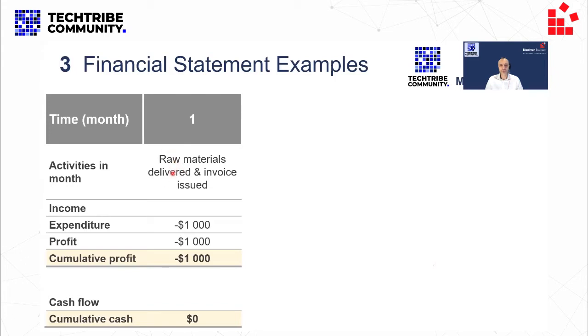The raw materials are delivered, and their supplier issues an invoice. So the impact on the income statement is that as soon as they receive the invoice, they make that entry into the income statement. There's an expenditure of $1,000 reflected on the income statement. Let's say it's $1,000 for the raw materials. It's minus 1,000. The profit at this point in time, income of $0 minus $1,000 expenditure, is a profit of minus $1,000. And the cumulative profit at this point is minus $1,000. There's no impact on the cash flow statement. No cash has changed hands.